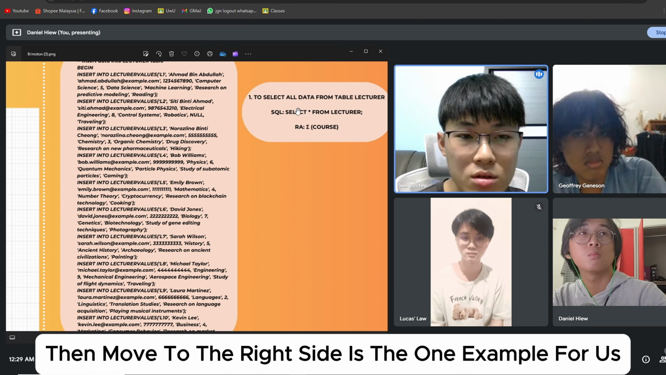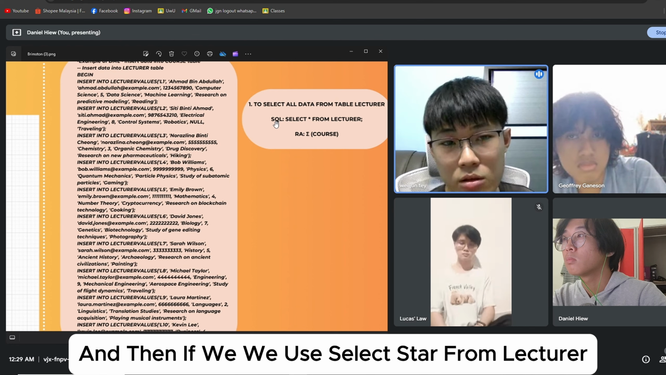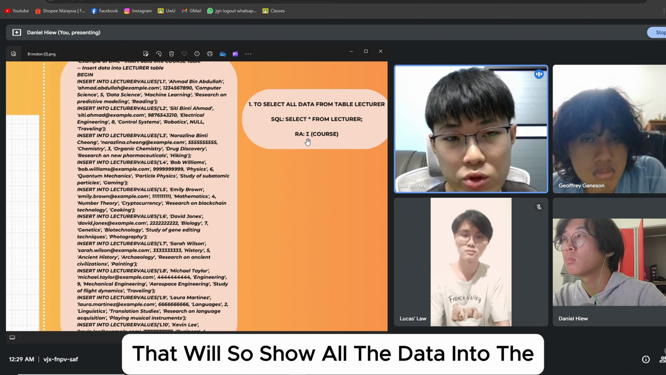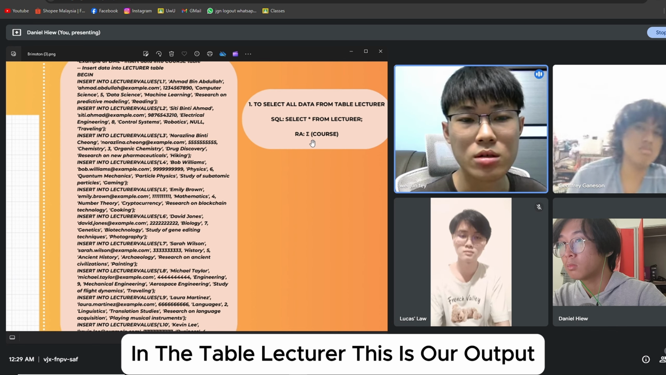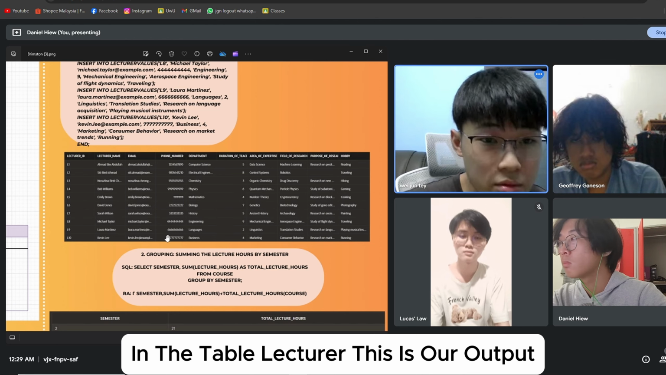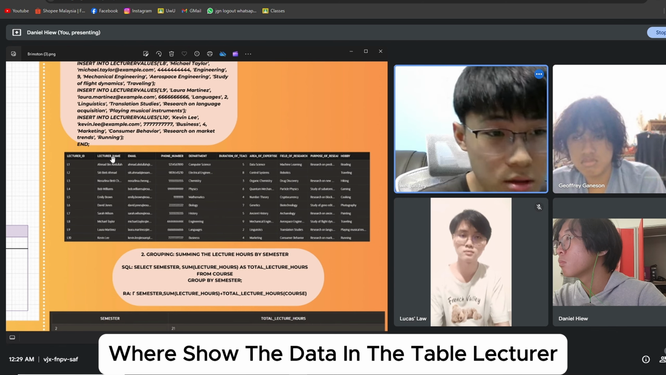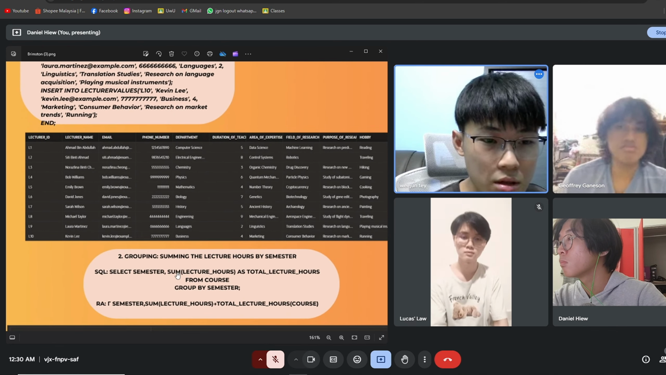Then move to the right side. This is one example for us of how to select data from the table lecturer. If we use select star from lecturer, that will show all the data included in the table lecturer. This is our output, which shows the data in table lecturer. For our data, we include 10 lines only.